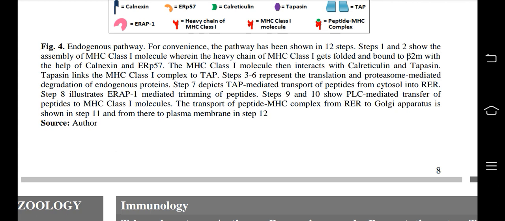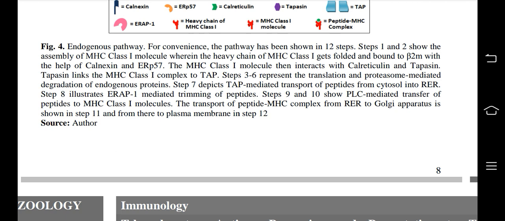calreticulin and tapasin. So, first, assembly of the MHC class 1 molecule, wherein the heavy chain of MHC class 1 gets folded and bound to beta 2M with the help of calnexin and ERp57. The MHC class 1 molecule then interacts with calreticulin and tapasin. Tapasin links the MHC class 1 complex to TAP.